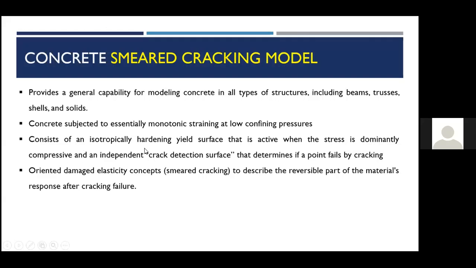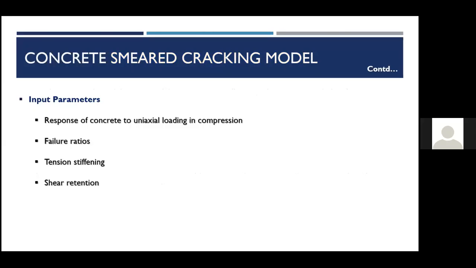This model consists of an isotropically hardened yield surface that is active when the stress is dominantly compressive, and it has an independent crack detection surface that determines if points fail by cracking. This model uses oriented damage elasticity concepts, smeared cracking, to describe the reversible part of the material's response after cracking. The input parameters are, of course, the response of concrete to uniaxial loading in compression. You also require some failure ratios, tension stiffening data, and shear retention. Let us see what all these parameters are in brief.